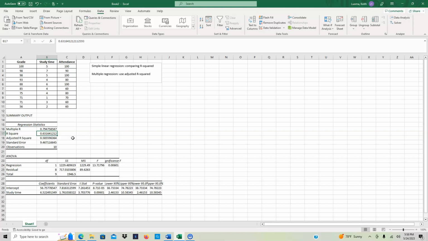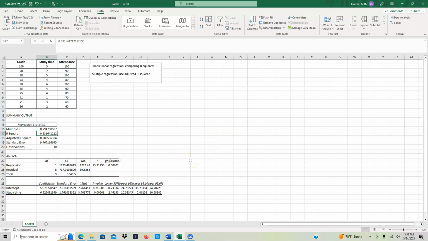It's not an extremely large value. We would hopefully have something larger. And if we wanted to write the equation here, what would be the equation for grade? Well, it would be the intercept, grade equals 56.75, so on, plus 6.522 times the study time. So your intercept is all by itself, and then it is the coefficient times the amount of study hours. We'll play with that a little bit later in this video.